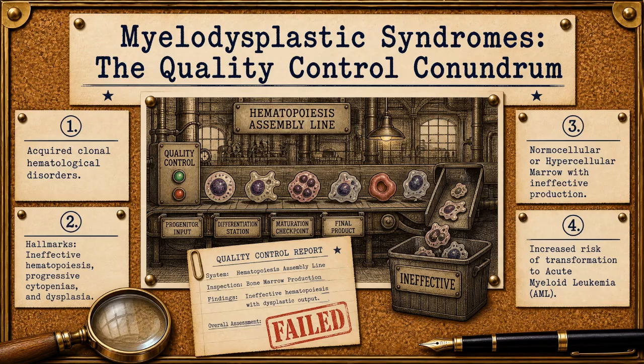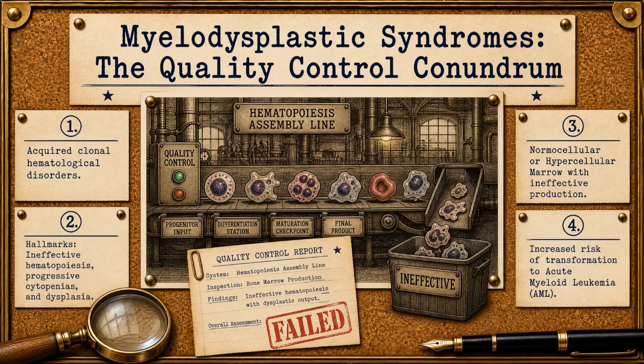Another significant aspect of MDS is the increased risk of transformation to acute myeloid leukemia, AML. In some cases, MDS can progress, and the number of blasts, very immature blood cells, in the bone marrow and peripheral blood increases, eventually crossing the threshold for AML. So, MDS can be seen as a pre-leukemic condition in many patients.